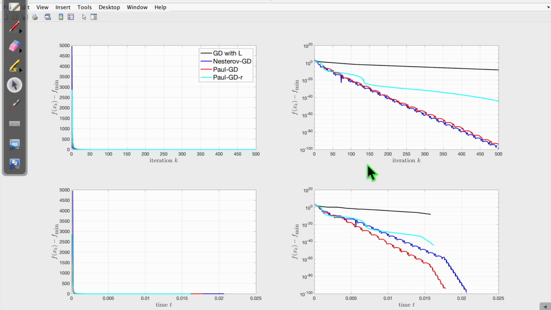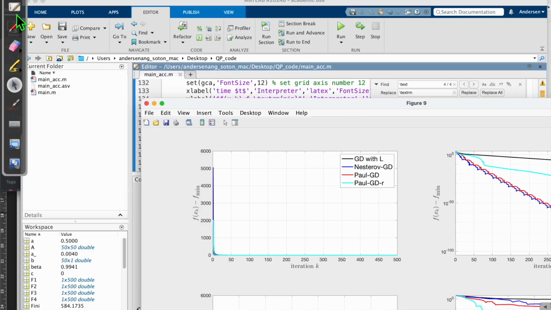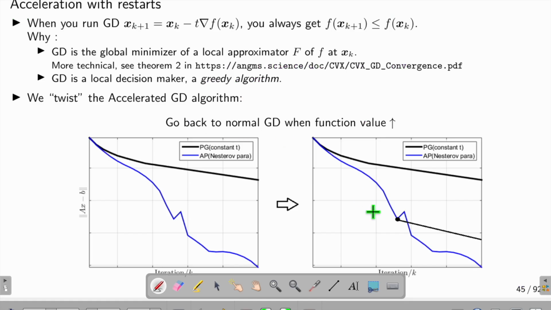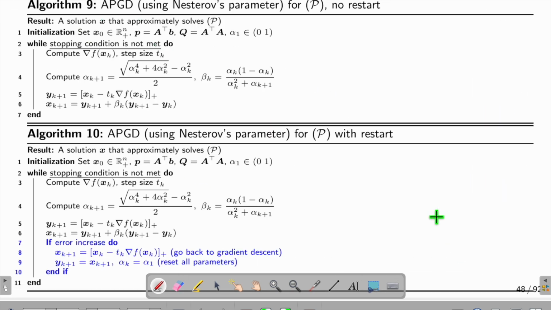Okay, now, for this particular case, it's rubbish. Well, you see, still better than the black one. This is the idea. What's the idea? The idea is, at this time, if we see function value go up, we just ignore, forget everything. So this is the code, okay. This is the Nesterov accelerated gradient descent.